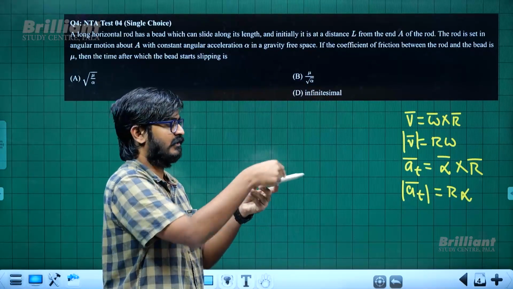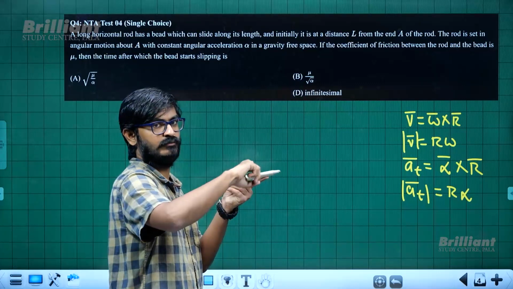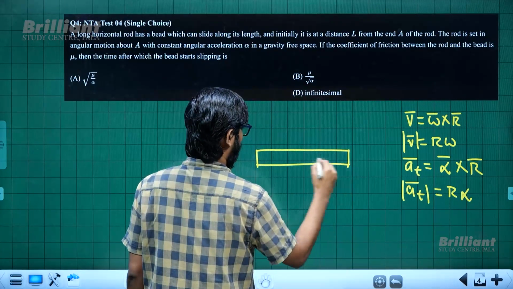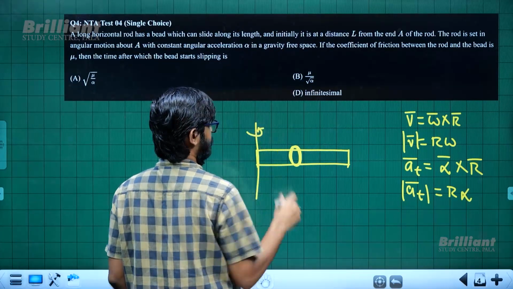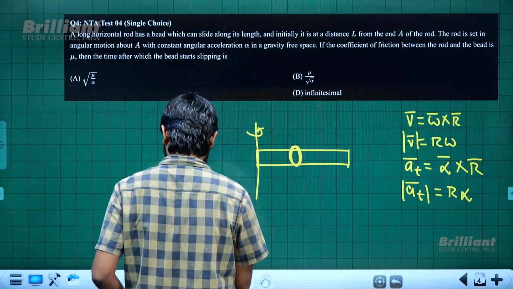So the thing is, if the rod is rotating and there is a bead on it, the bead also will rotate with the rod, right? Why will the bead rotate in this direction? Because the rod will try to push the bead in this direction. Now if this is the rod and there is a bead here, and it is rotating about this axis, then at a later moment the rod will be going into the plane, right? Now why will it be going into the plane?